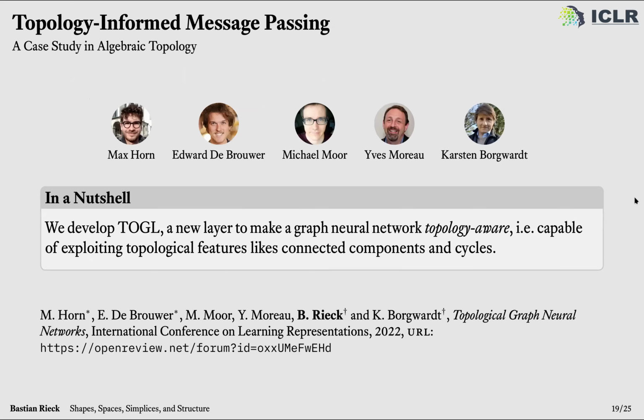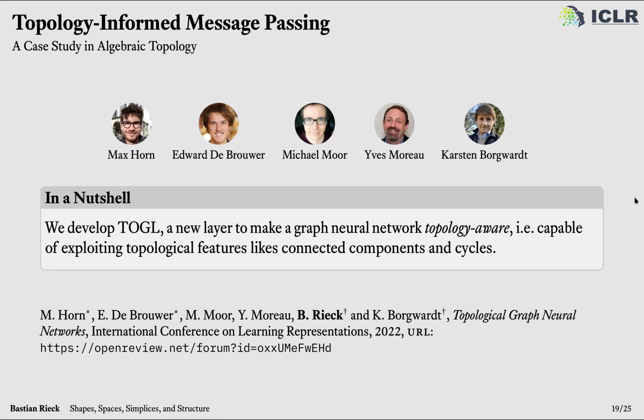There's one very nice case study in algebraic topology from a couple of years back, where we developed Toggle, the topological graph layer, which is, well, what it says on the can. It's a new layer to make graph neural networks topology aware, so capable of exploiting certain topological features, in our case, connected components and cycles. We should have pitched this as a topological deep learning method, but this was before that actually came up.